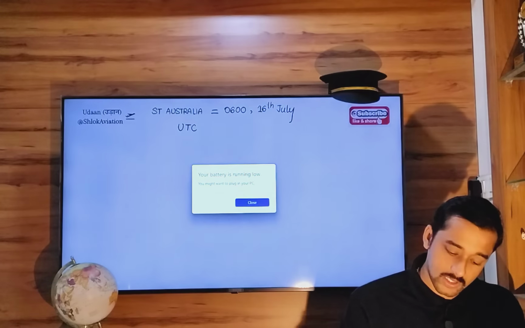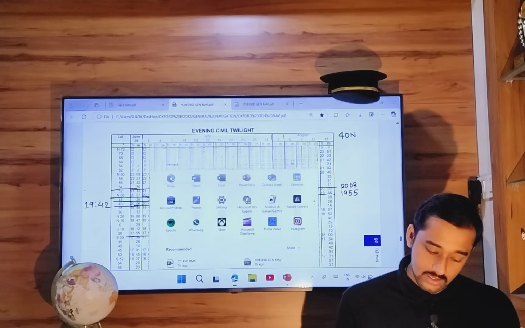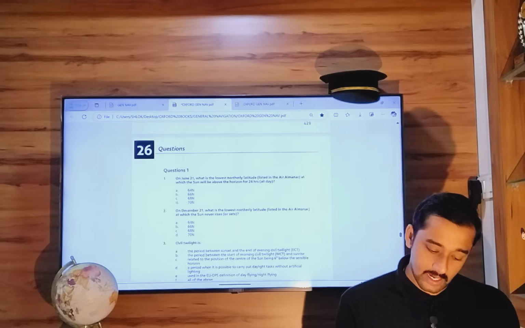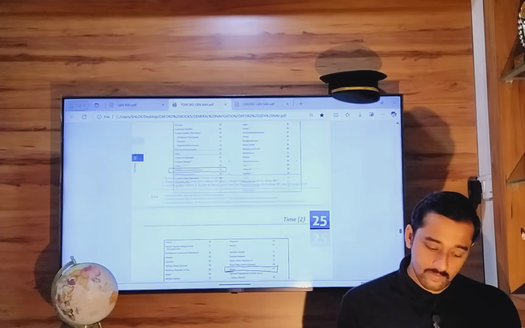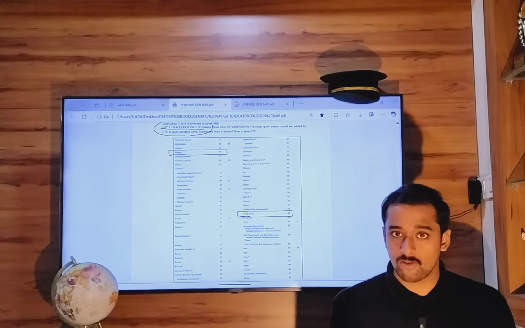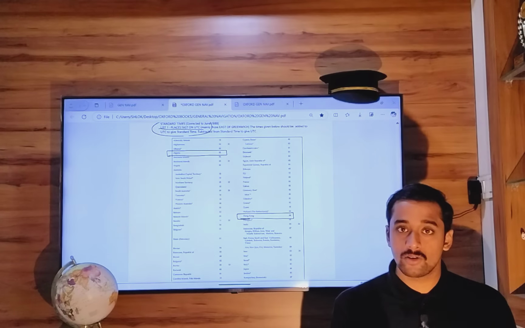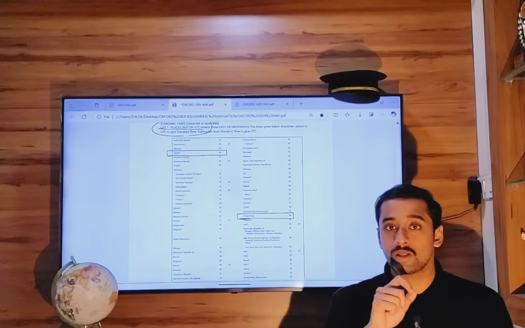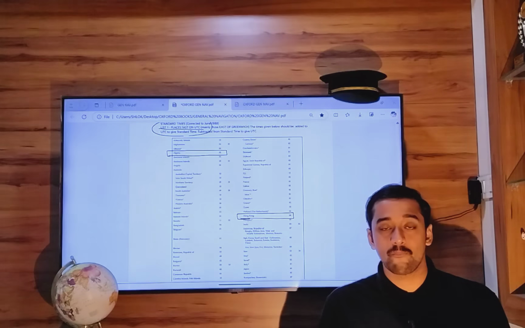Okay, it's a two-step process. First convert into UTC time. So from chapter 2, use the Air Almanac table from chapter 2. Now Australia is to the east of the prime meridian. So you will use table number 1, which has a list of places which are to the east of the prime meridian, and therefore will be ahead in time compared to UTC time.